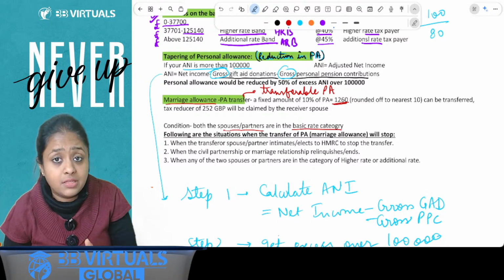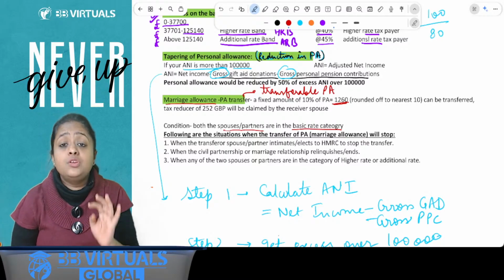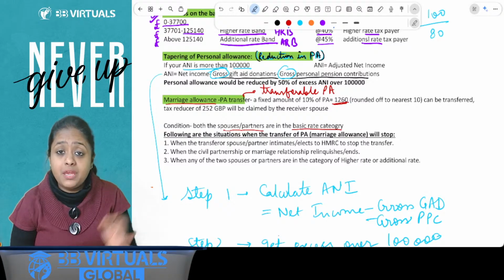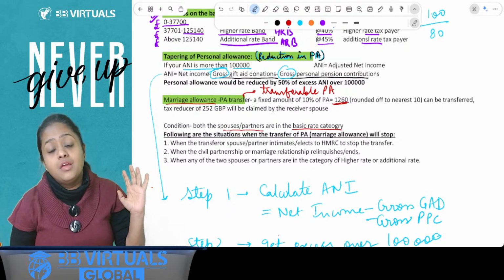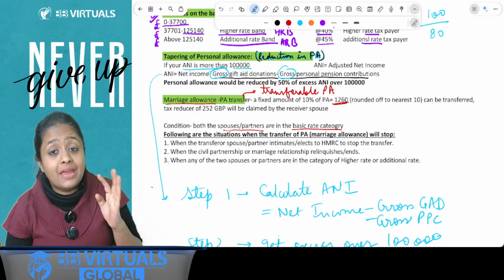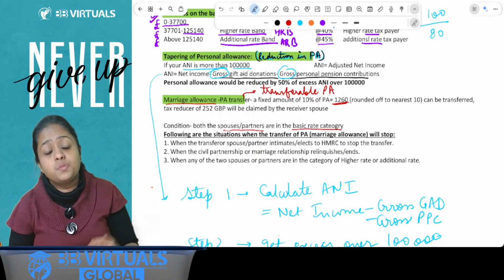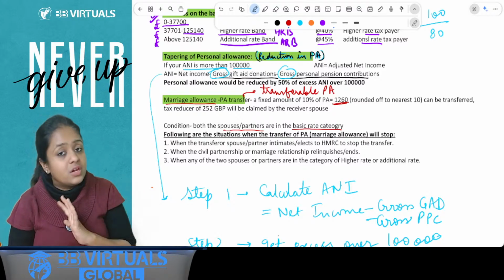Once you have taken the permission, whether you have PA, whether you have income exceeding PA or not exceeding PA, once you have opted for it, every year 10%, 1260 will be transferred to the other spouse. Every year. You cannot stop it.